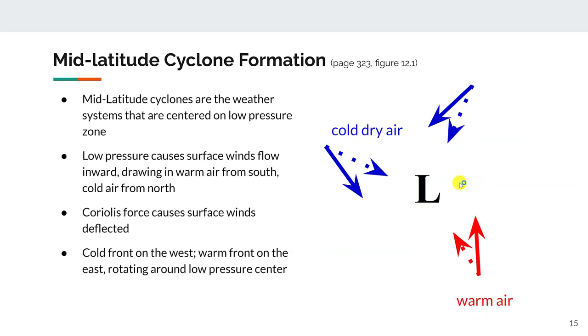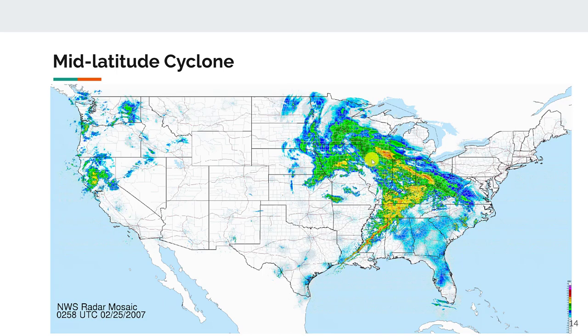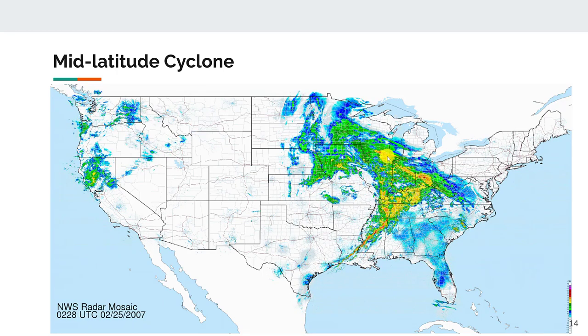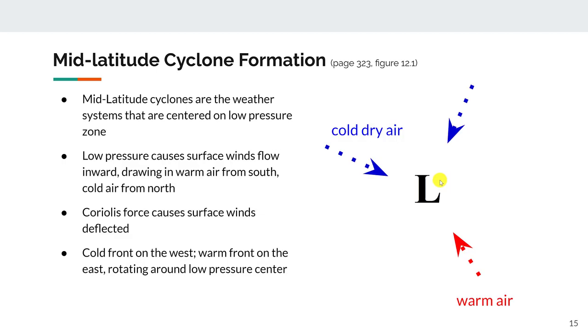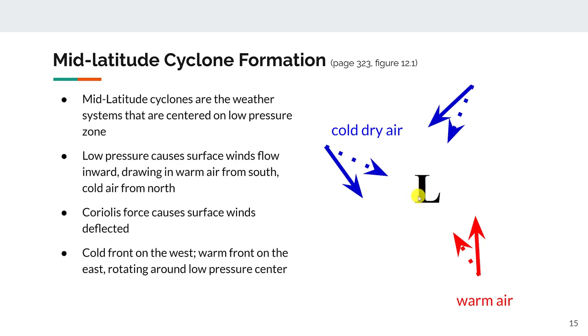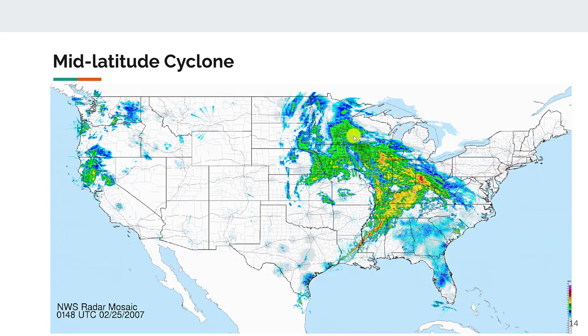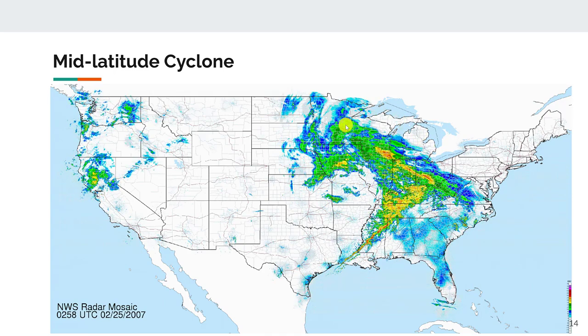So that is why, in the previous slide, low pressure is here, cold front is here, and warm front is up there. Okay, so that is a must. And another thing is they were spinning, like the satellite image showed you. They will spin around this low pressure.